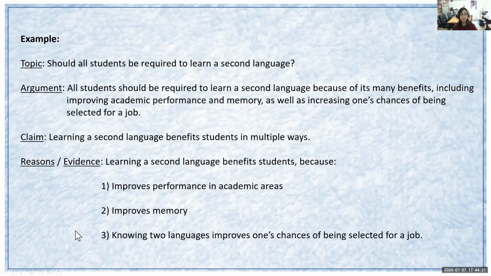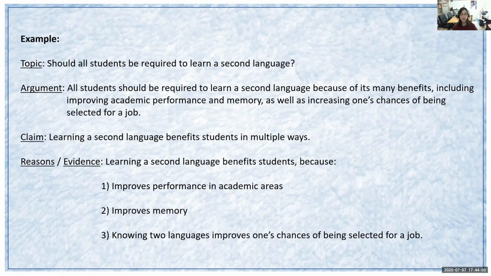Now I wanted to point something out really quick. Our reasons and evidence align with the reasons and evidence given in the argument because we have improves performance in academic areas. We have improving academic performance. We have improves memory. We have memory right here. And improves one's chances of being selected for a job. We have increases one's chances of being selected for a job. So notice that the argument and the reasons and evidence directly connect to each other.